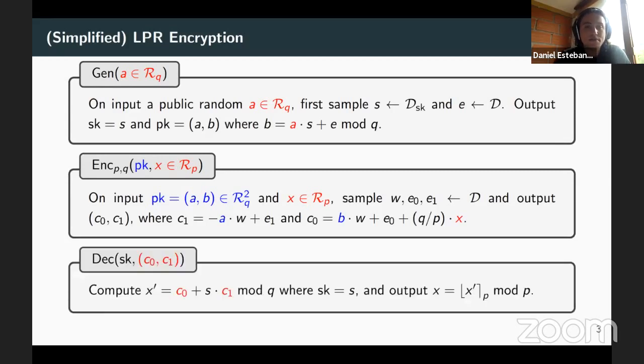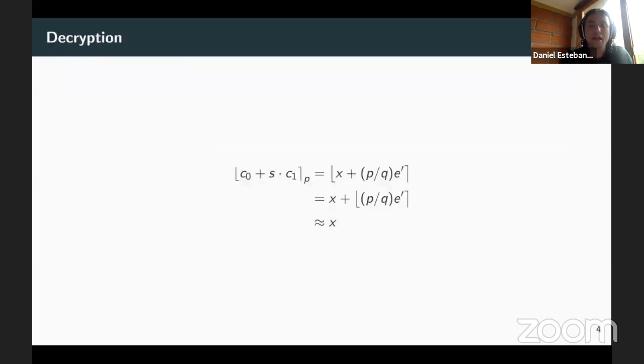And to decrypt, you just take an appropriate linear combination of these two, C0 and C1. You take C0 and you add S times C1. And it turns out that if you do this and then you round mod P, then you actually get back the plaintext X. And because it will be important later on, I want to very quickly give the idea about why the decryption works. These techniques will be important later on, so I just want to convince you that that's the case.